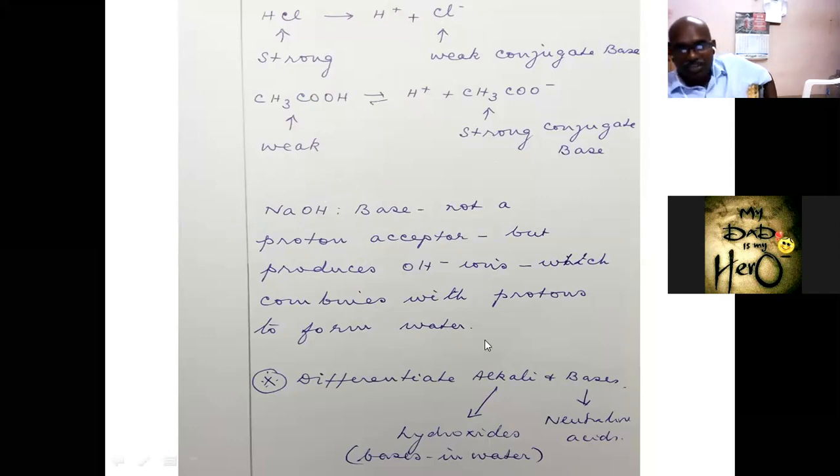So you have to understand the difference between alkali and base. Base means anything which neutralizes acid is a base. But what is an alkali? Alkali is the alkaline earth metal or alkali metal hydroxides which are bases when they are dissolved in water. You should understand the difference between alkali and bases. Bases are the substances which neutralize acids, whereas alkalis are the hydroxides of alkali metals or alkaline earth metals whose solutions in water are bases. So that is the difference between alkali and bases.